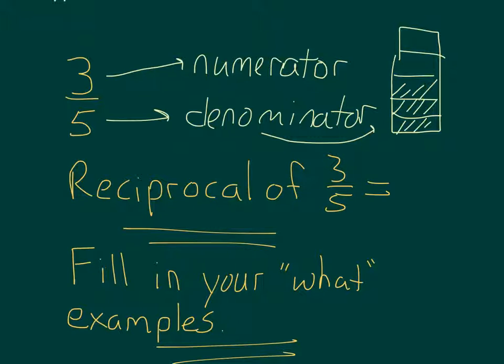Now the reciprocal of 3/5, which this word's going to become really important when we actually do learn how to divide fractions. The reciprocal of 3/5 is 5/3. Okay, it's the flipped over fraction. Okay, so now pause the video and fill in your what examples in your first section of notes.